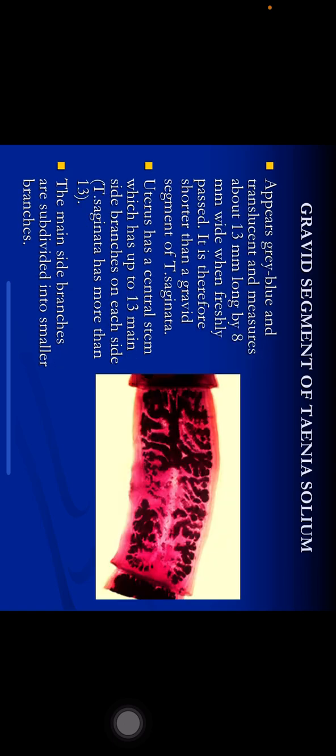Gravid segment of Taenia solium appears grey-blue and translucent and measures about 13 mm long by 8 mm wide when freshly passed. It is therefore shorter than the gravid segment of Taenia saginata.